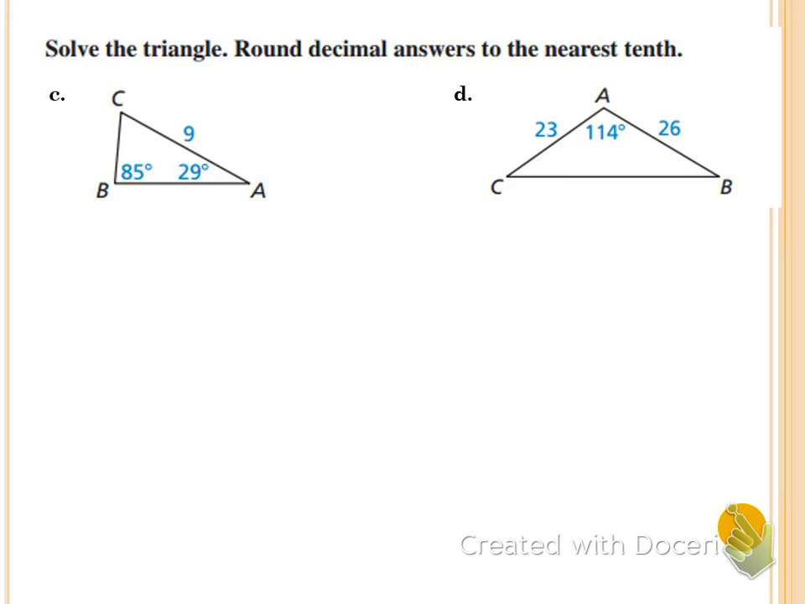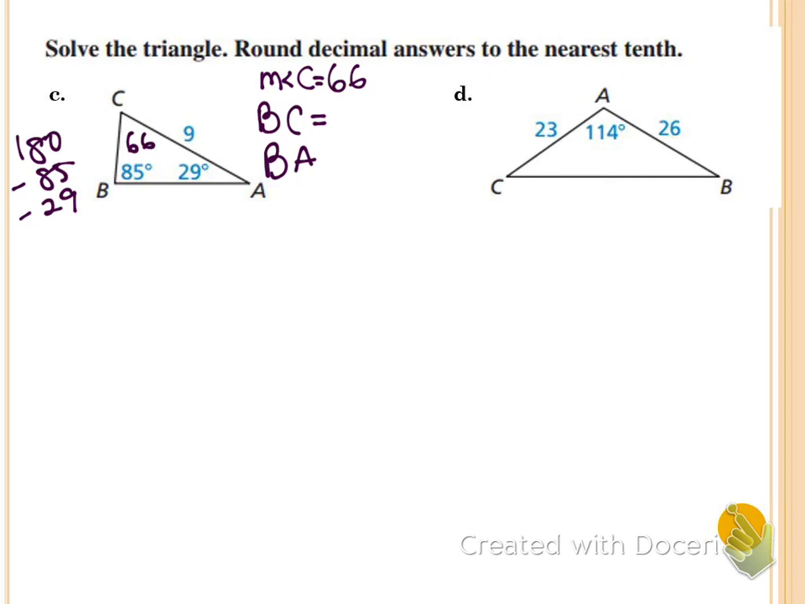Looking at the next one, do we have a known pair? We do. We know 85 and 9, so we have a known pair. So we're going to use the law of sines, but even easier than that, we want to find the measure of angle C, the length of BC, and the length of BA. Even easier is to find angle C by subtracting from 180. So 180 minus 85 minus 29, we get 66.